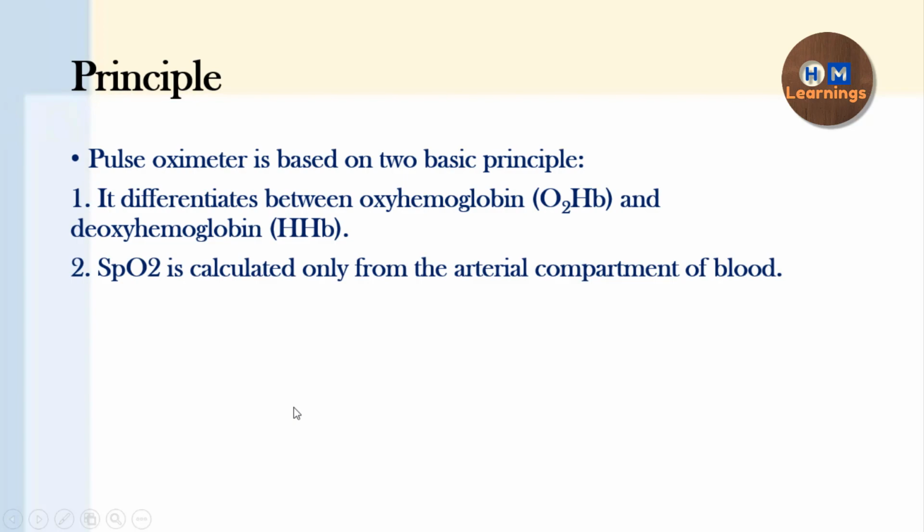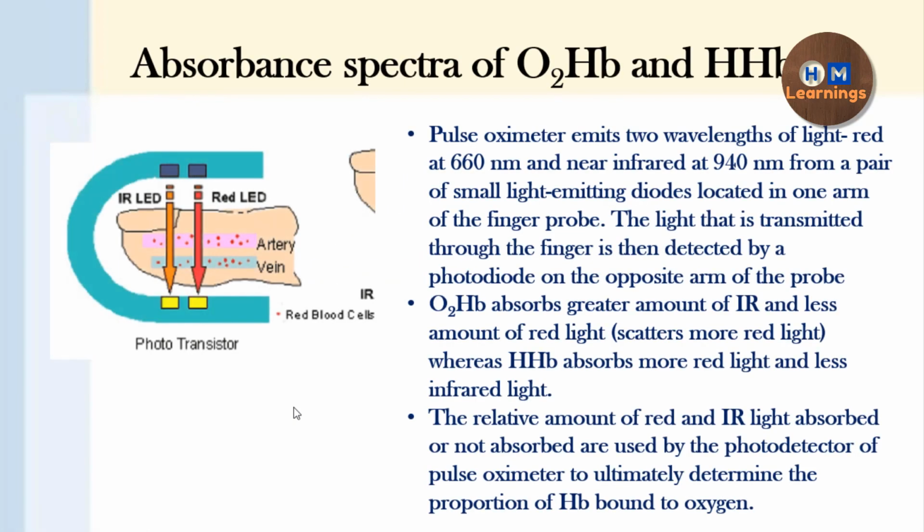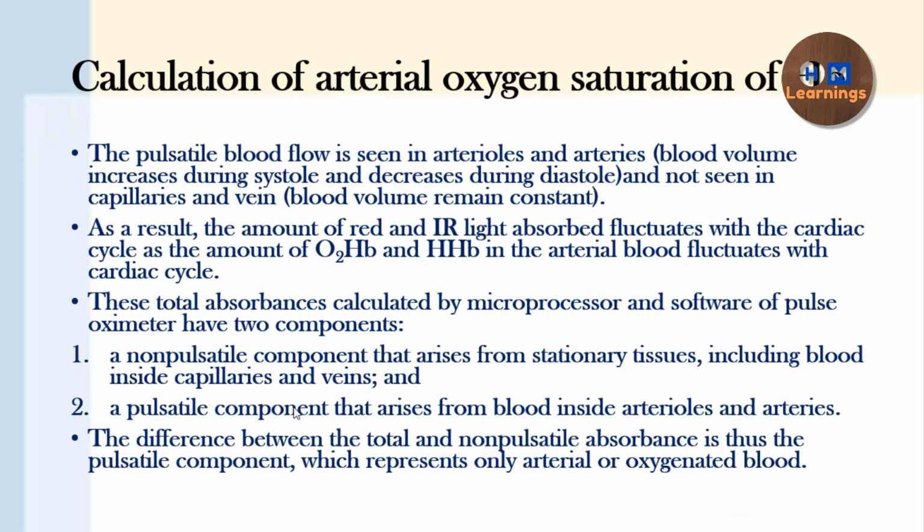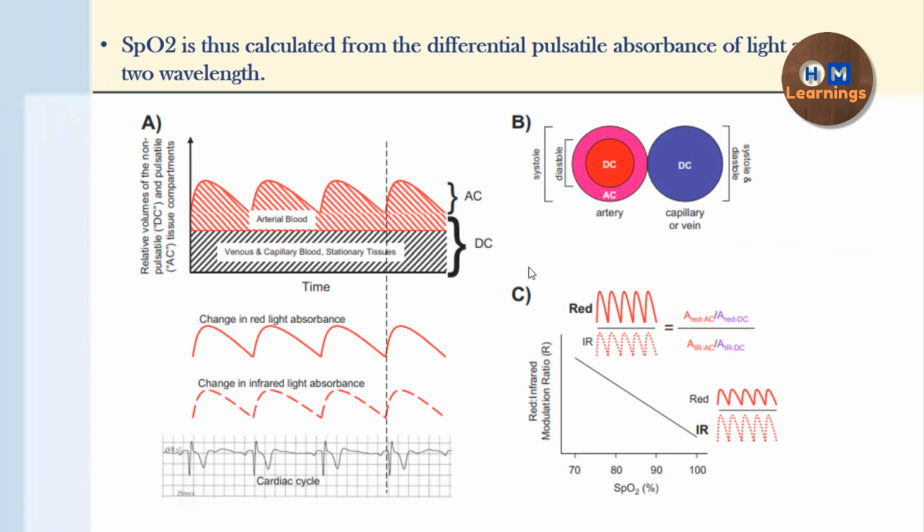So now we move on to the next principle, that it calculates the SpO2, the oxygen saturation of hemoglobin, only in the arterial blood. How does it happen? It happens because pulsatile blood flow is seen in the arterioles and arteries but not seen in the capillaries and the veins. As a result, the red and the infrared light which is absorbed will fluctuate. Let us understand with the help of this diagram.